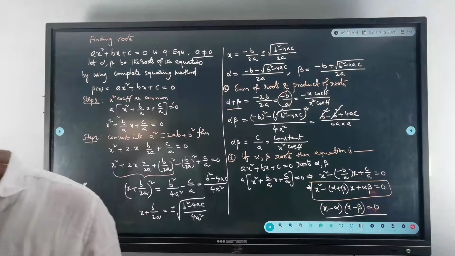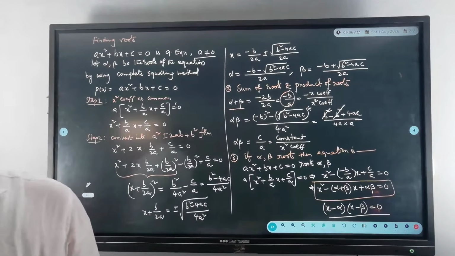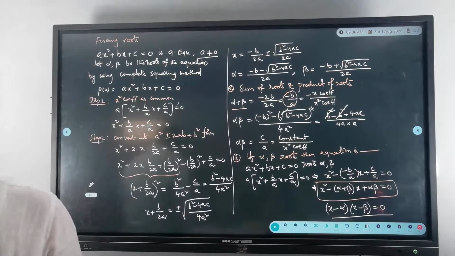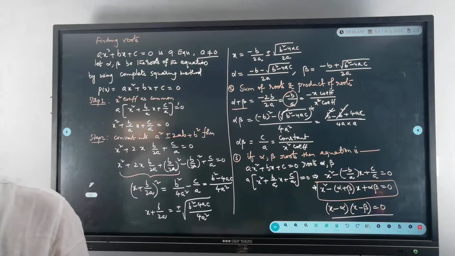So finding roots, sum of roots, product of roots, then equation of roots.